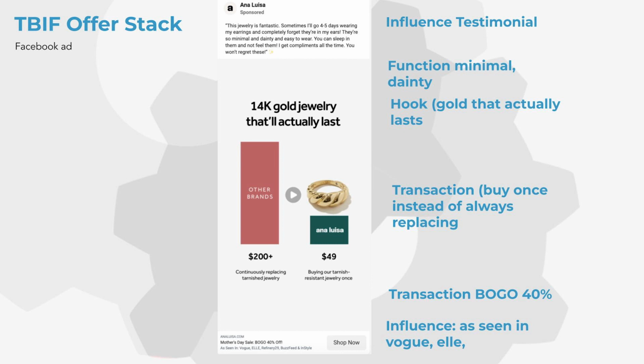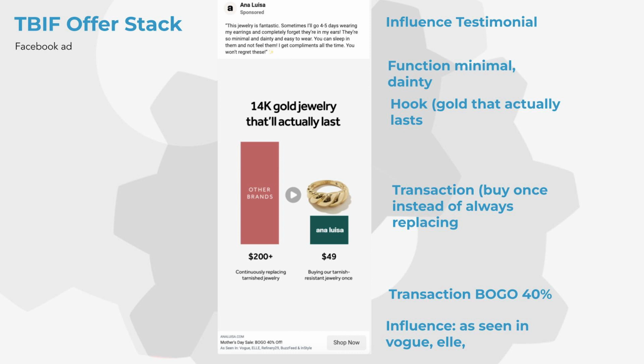Okay, so right at the top of this ad, there's an influence attribute right there. It's a customer testimonial. And I love this customer testimonial because it also addresses functional attributes, where it says, hey, I love this jewelry. It's minimal. It's dainty. And then right below that in the creative, they got that hook. They say gold that actually lasts. Speaks to that pain point of that customer who probably bought a lot of gold that got tarnished really quickly.